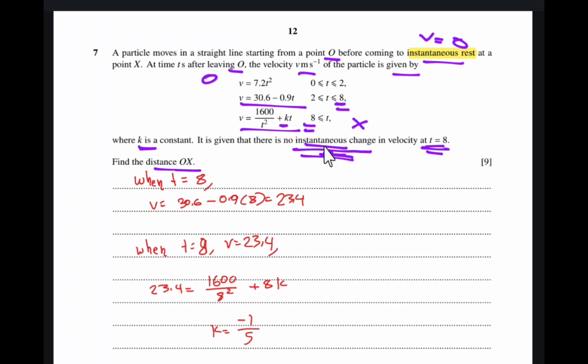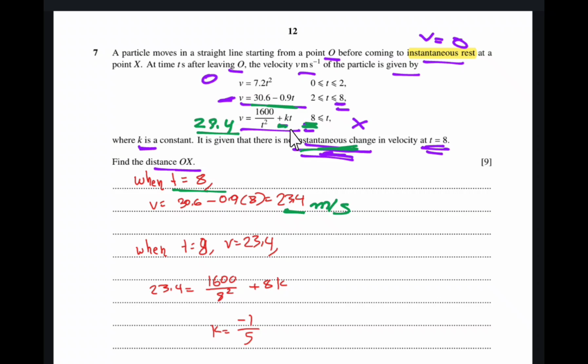Since there is no instantaneous change in velocity, the velocity at time t equals 8, after substituting t equals 8 in this equation, we get the velocity as 23.4 meters per second. So we know that there is no instantaneous change in speed. That means the speed at this instant is equal to the speed at this instant, so the speed would be 23.4 at time t equals 8.